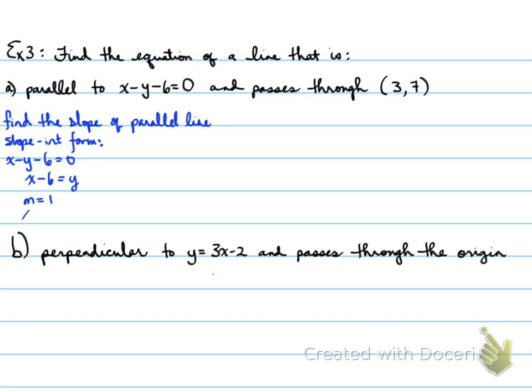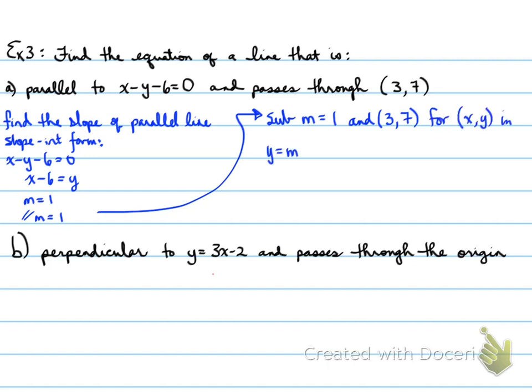Well, what does that mean about the parallel slope? Parallel slope means that m is also equal to 1, because remember that parallel lines share the same slope. Now that we've done that, we can find the equation. We sub m equals 1 and the point 3, 7 for x and y into the equation y equals mx plus b. Y is 7 equals m, which is 1, times x, which is 3, plus b. So 7 is equal to 3 plus b. That means b is equal to 7 minus 3, which means that b is equal to 4.